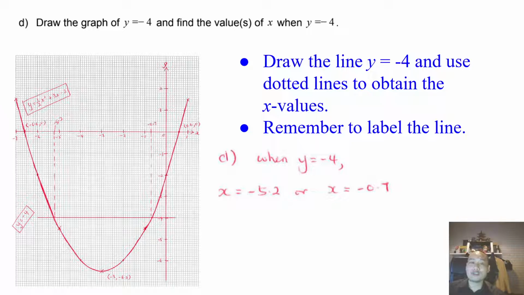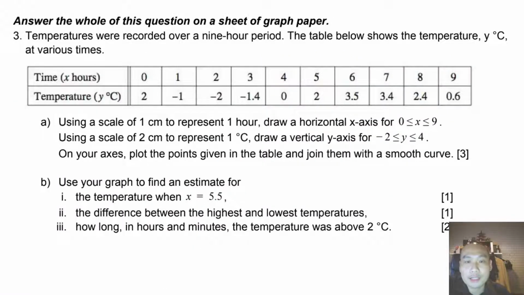So you can actually use this technique to double check, to confirm that your points are actually correct. If your points are off, then you know you made a mistake somewhere. Look through again, pull out your eraser. You may need to adjust your graph or something. Okay. Right. The next question we have over here. Now this is not a quadratic graph.